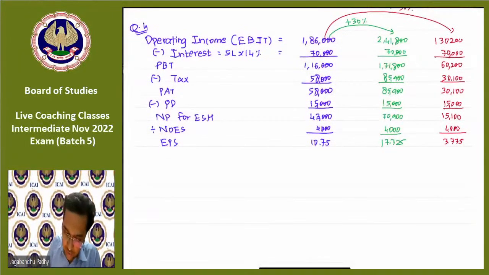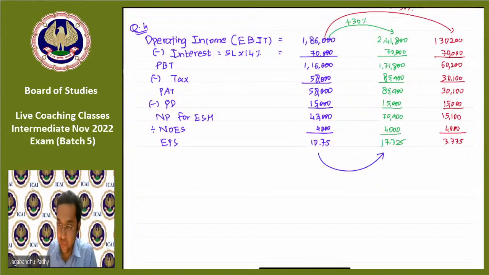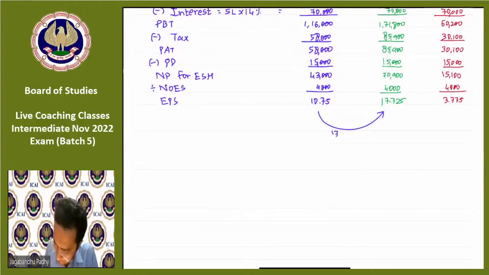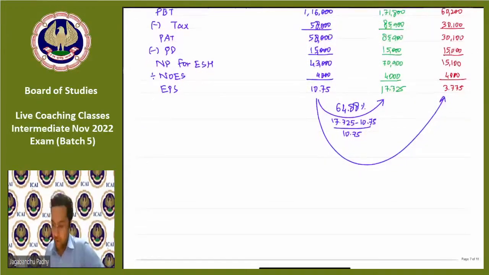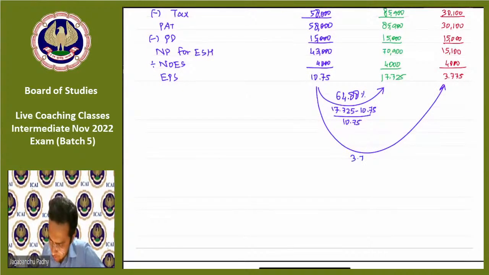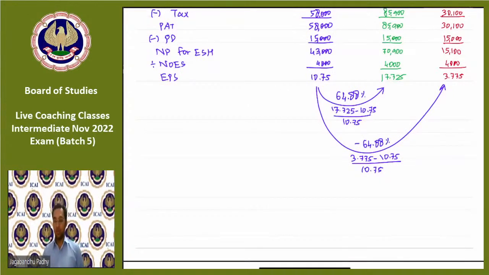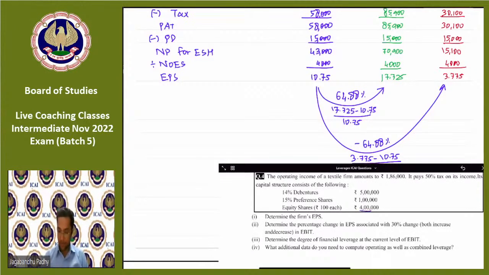Now, what is the percentage change? You'll find that this has increased by 17.725 minus 10.75 divided by 10.75. That will give you 64.88%. And from here till here, you'll have 3.775 minus 10.75 divided by 10.75. There's a reduction of 64.88%. We have actually answered this question.